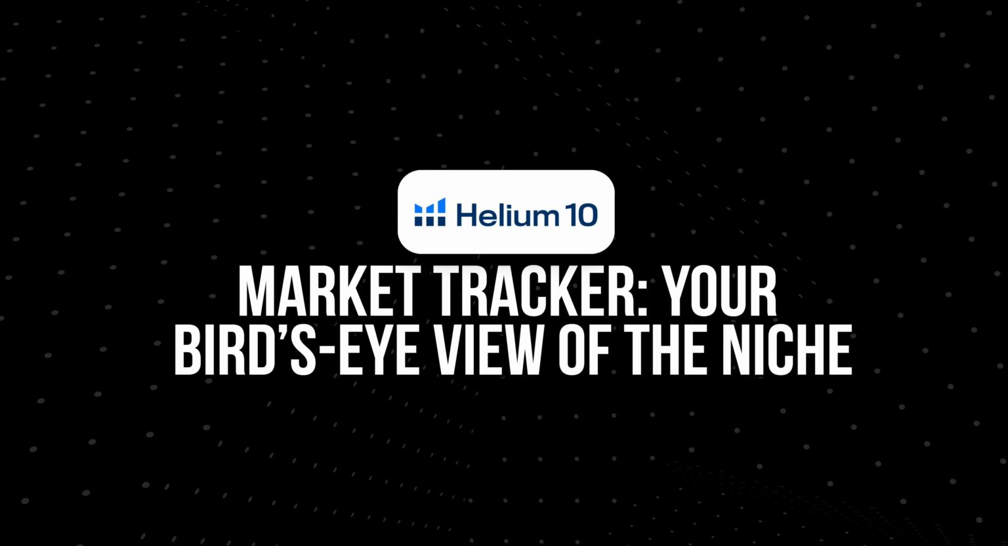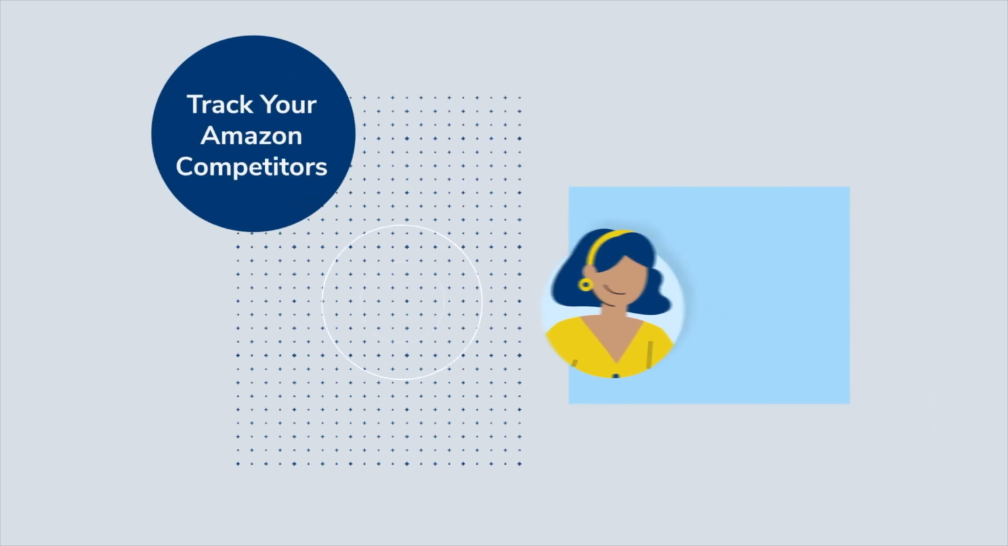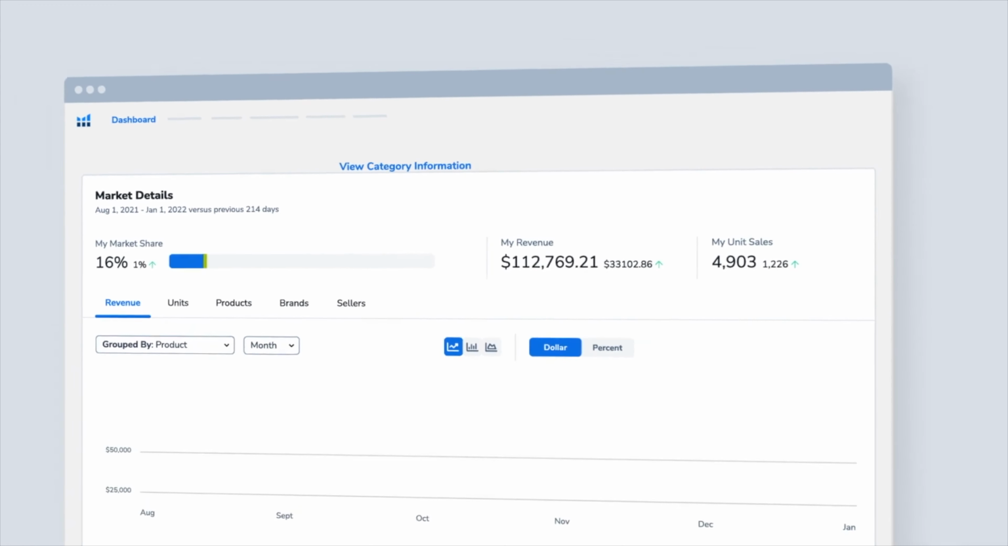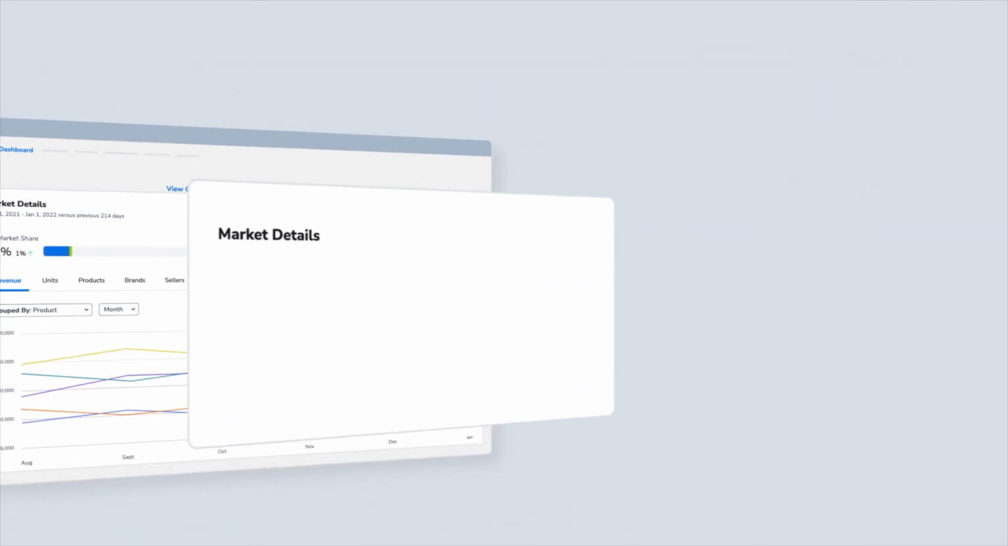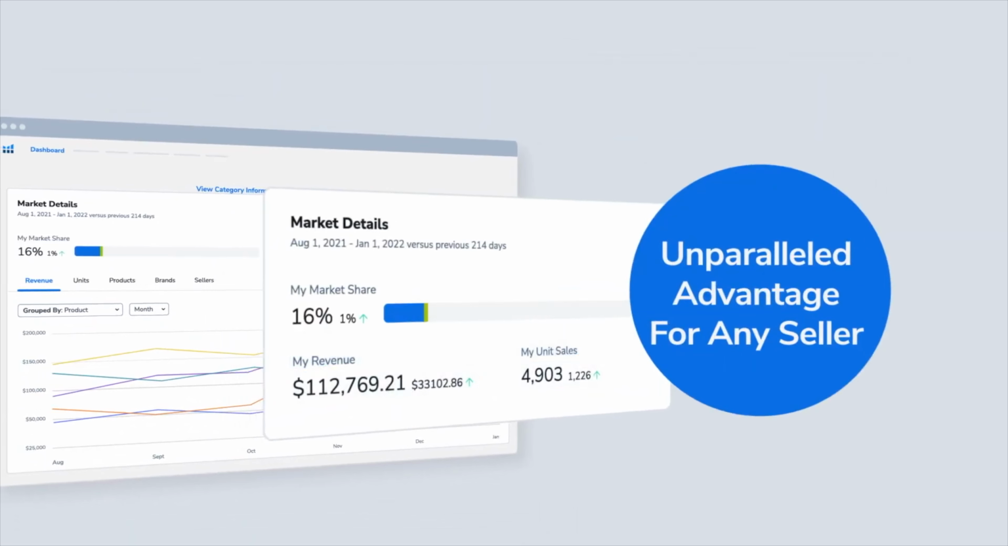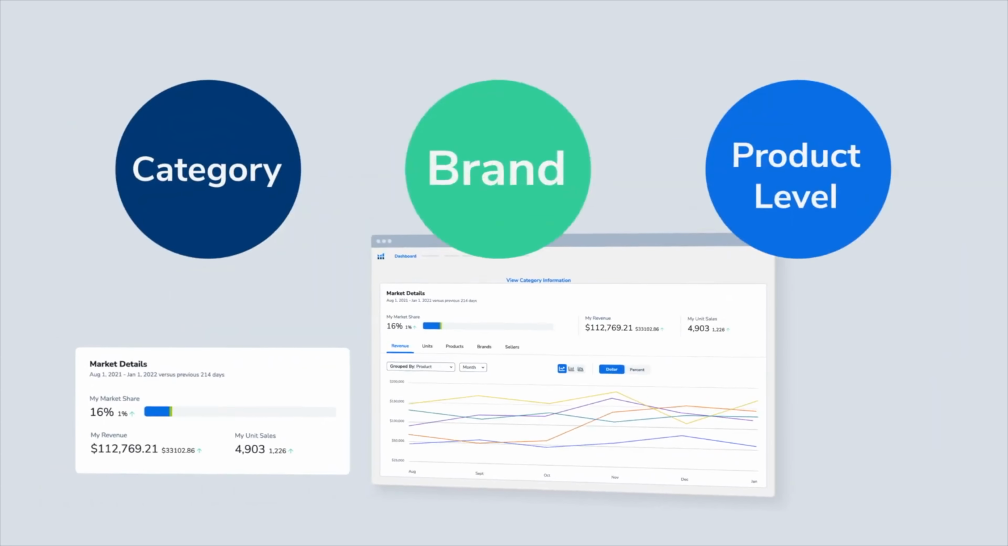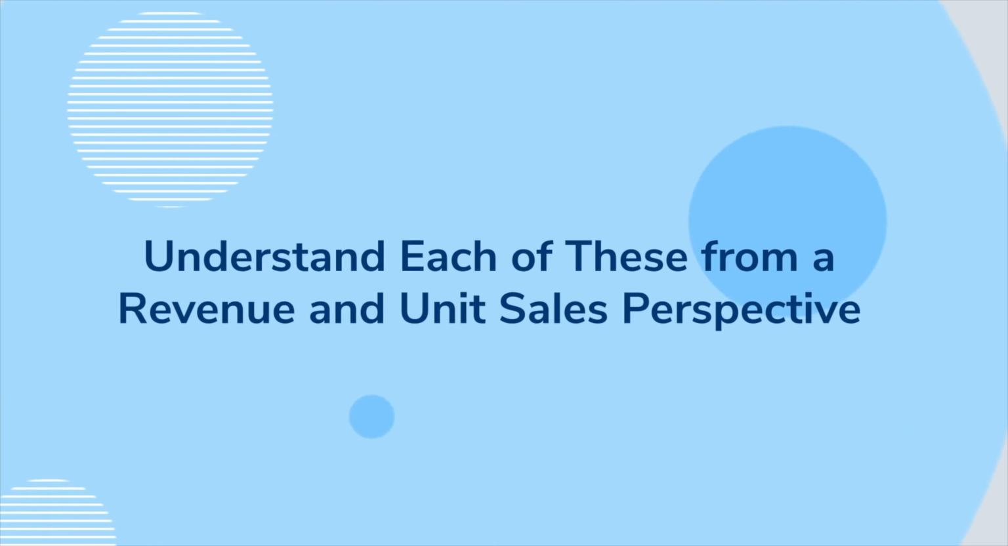Market Tracker, your bird's eye view of the niche. Finally, we've got Market Tracker. So this tool zooms out and shows you how your entire niche is shifting. You build a market by adding ASINs, keywords, or product categories. Once that's done, Helium 10 starts tracking total market sales, market share by product, keyword movement, price fluctuations, stock levels, and it updates daily. And you can view trends over time.